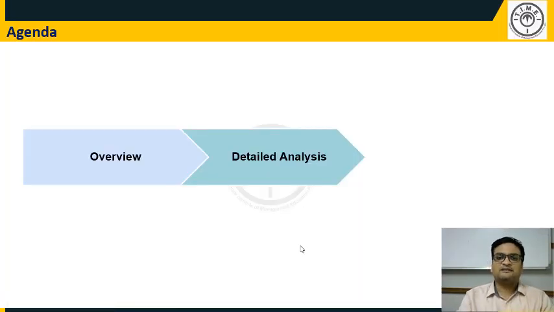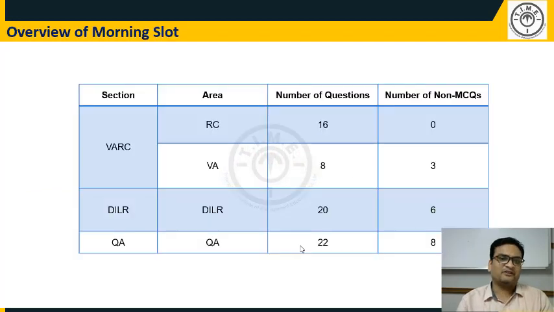So we shall be looking at broadly two aspects of the test. We will just be looking at giving you an overview of how the paper was vis-a-vis the previous years that we had, and then that will be followed by a detailed analysis, detailed discussion of the three sections out here. So if you look at the overview first, this was the pattern that we had this year.